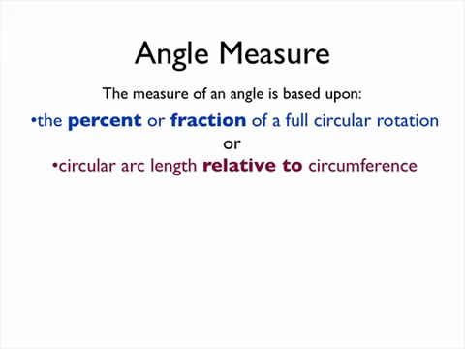No matter whether you use degrees, or any of the half a dozen ways that man has invented to put a number on an angle, all of them are based on this. Every single way that you can assign values to angles, or measure an angle, is based on this: percent or fraction of rotation, or circular arc length relative to the circumference. Anybody have a question?